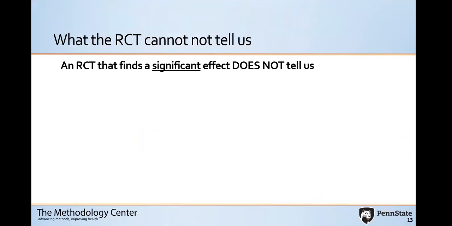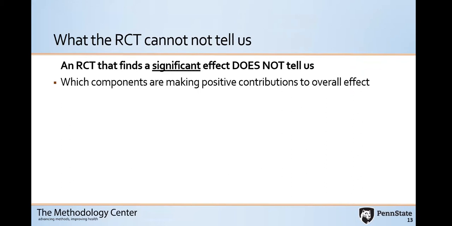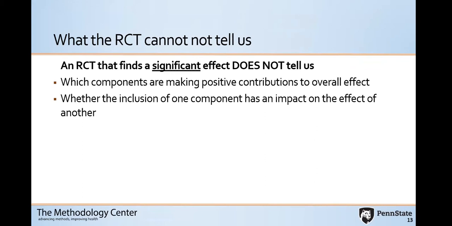Let's take a few moments to discuss what the RCT cannot tell us. We know what it can tell us. Again, it can tell us whether a particular treatment package performs better than some alternative, but it cannot tell us some very important scientific information that we need. Suppose you conduct an RCT and you find a significant effect, which is great. What don't you know? This RCT that has provided a significant treatment effect does not tell us which of the components that went into the intervention are making positive contributions to the overall effect. We don't know whether the inclusion of one component has an impact on the effect of another component. It's possible that one component only works in the presence of another component, or works great on its own but doesn't work in the presence of some other component.